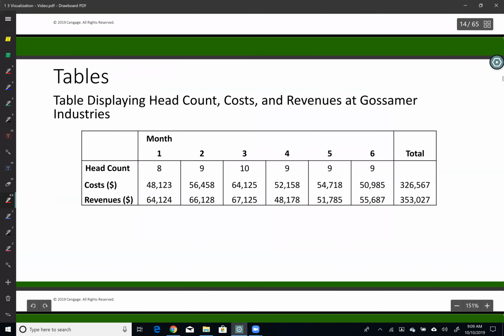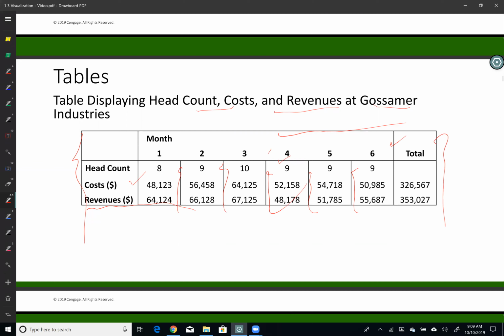All right. So another table example here: headcounts, cost, and revenue for this company. Again, I don't like this thing. I like this line because it separates my title. I like this line too for separating the data. But I don't like this. I don't like vertical lines. They are unnecessary. It is causing a low data-ink ratio.